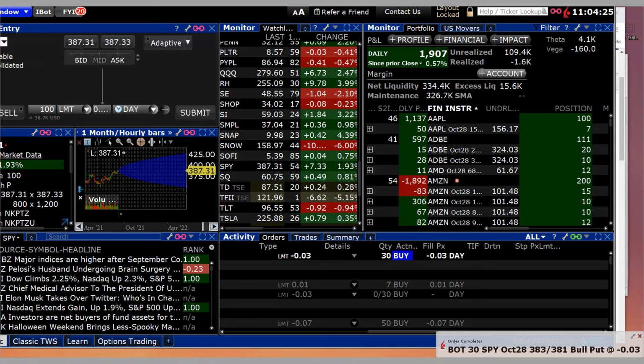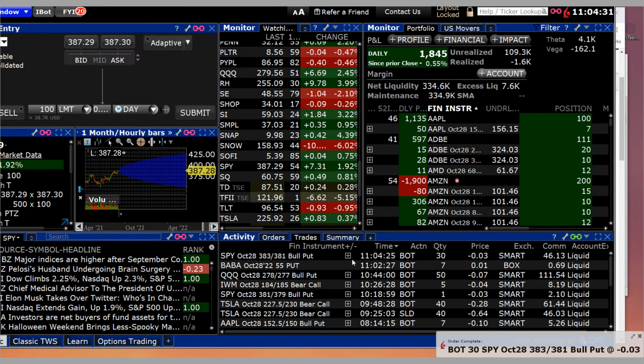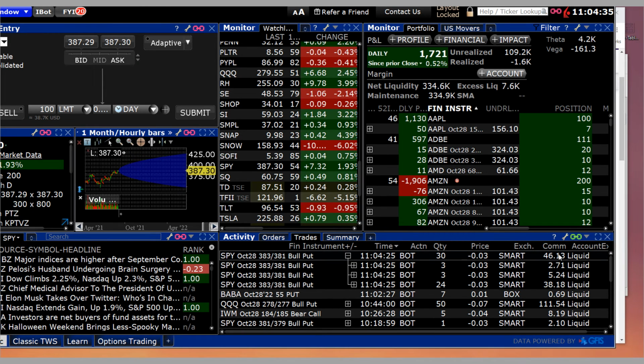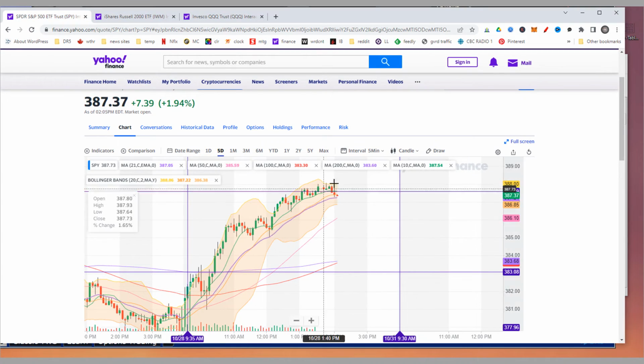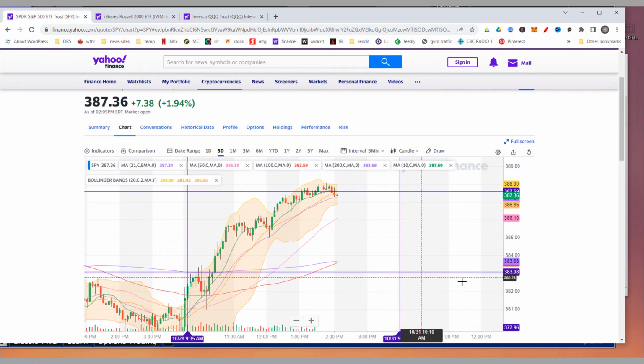Order partially filled. Order filled. Okay, so the SPY 383 and 381 bull put spread has been filled. Each pair of contracts is 3 cents times 30, so that's $90. So half of that went to commission. So we'll see what happens at the end of the day. Hopefully it stays high and does not come close to the 383 level. But if it does, then I might get out of the position.